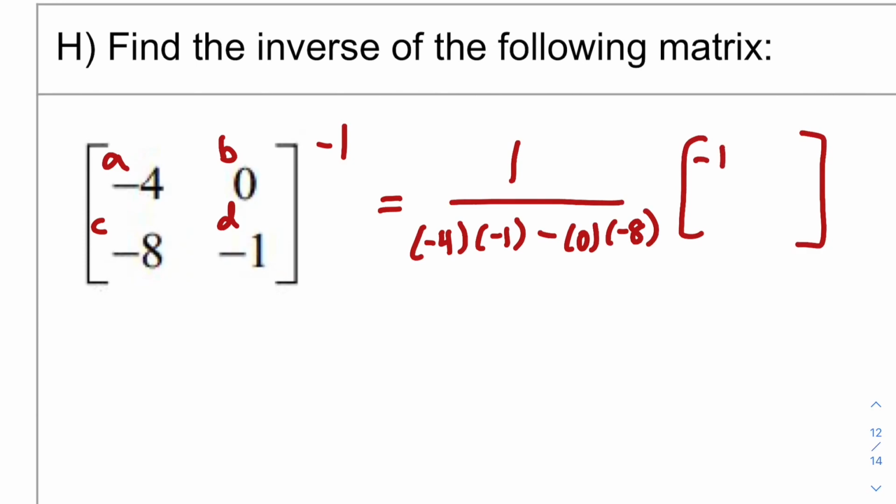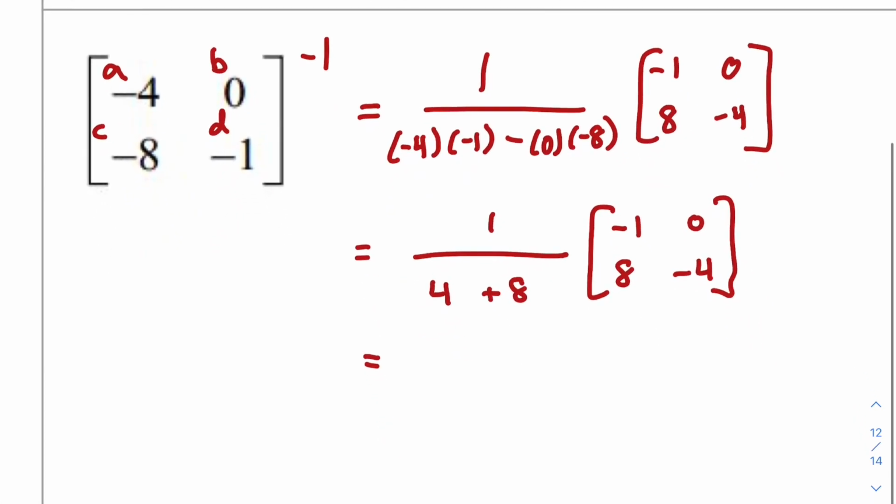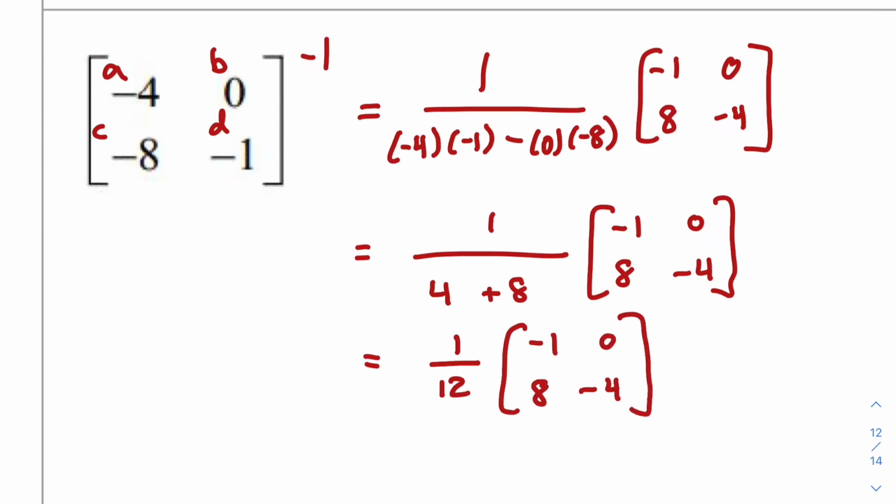So A and D switch spots, negative 1, negative 4. B and C have different signs. So 0 is not going to change, but negative 8 is going to go to positive 8 before I start simplifying. So I can simplify. I have 1 over 4 plus 8 times that matrix that we moved all around. So that's 1 over 12 times this matrix that we moved around.